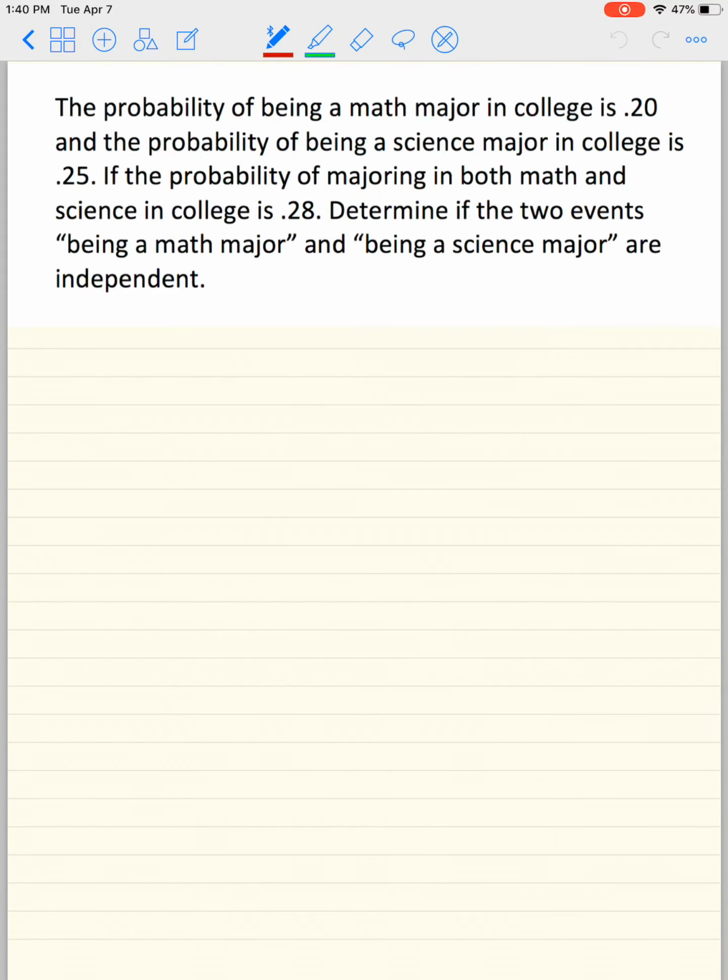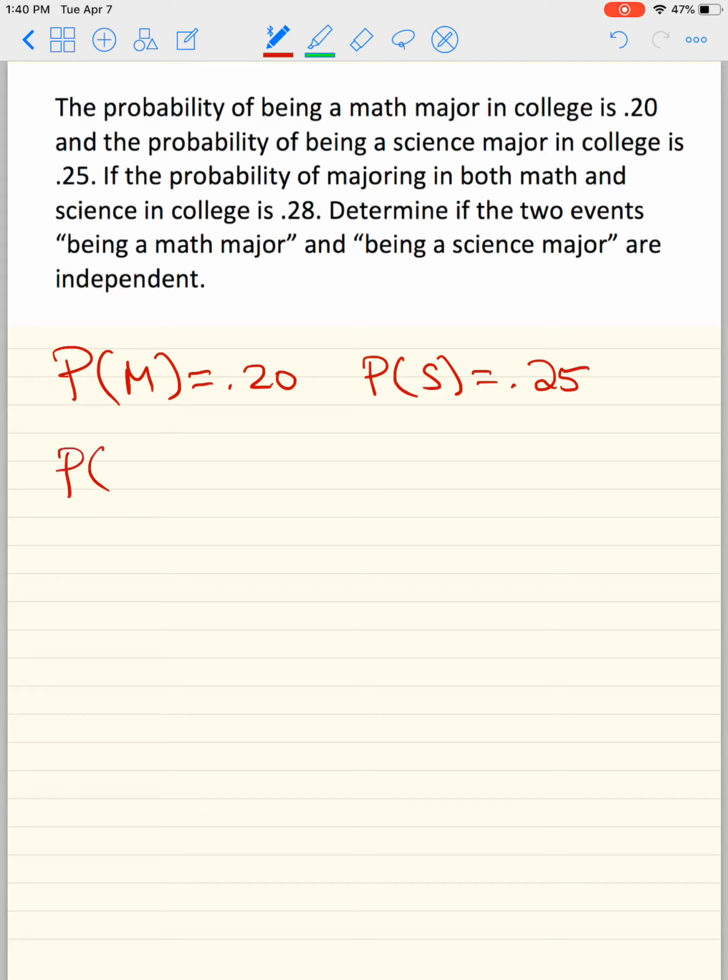The probability of being a math major is 0.2. The probability of being a science major is 0.25. If the probability of majoring in both math and science, since we can double major in college, is 0.28. Now I want to stop there for a second. I should really highlight a key word. This word here, both, refers to this symbol and.